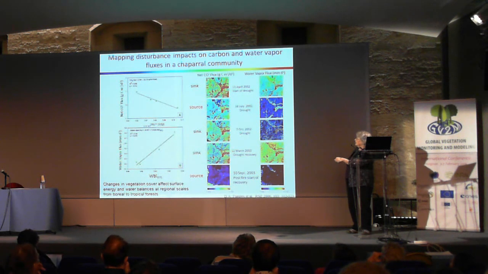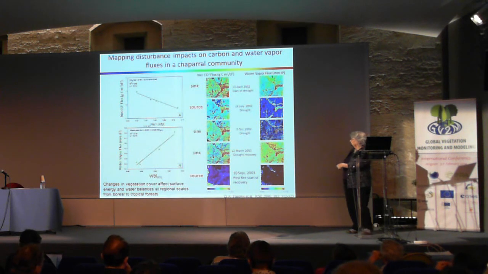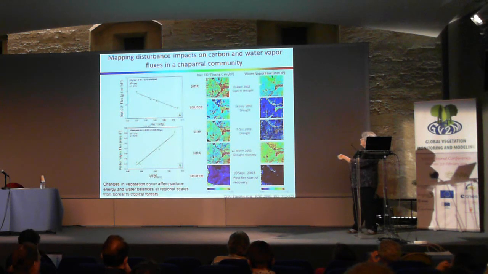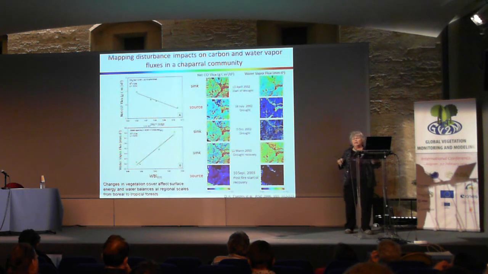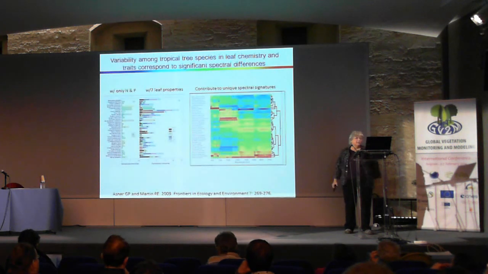So these patterns of both source and sink are changing both spatially and temporally. And then at some time between March and September there was a fire, and then of course everything burned off, and then the system started over again. And then this shows the water vapor flux. So how do you account for those properties when you're averaging?